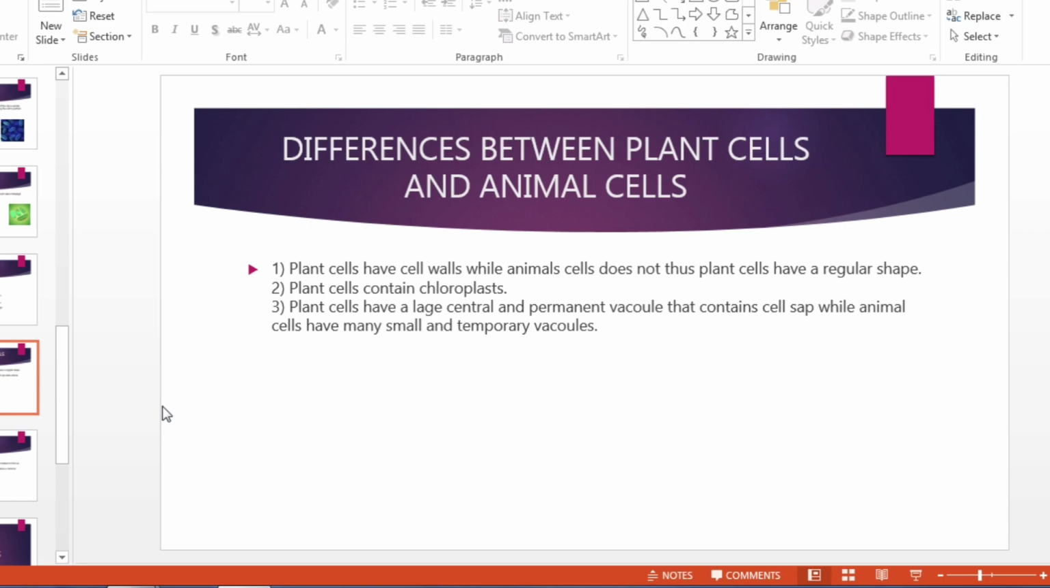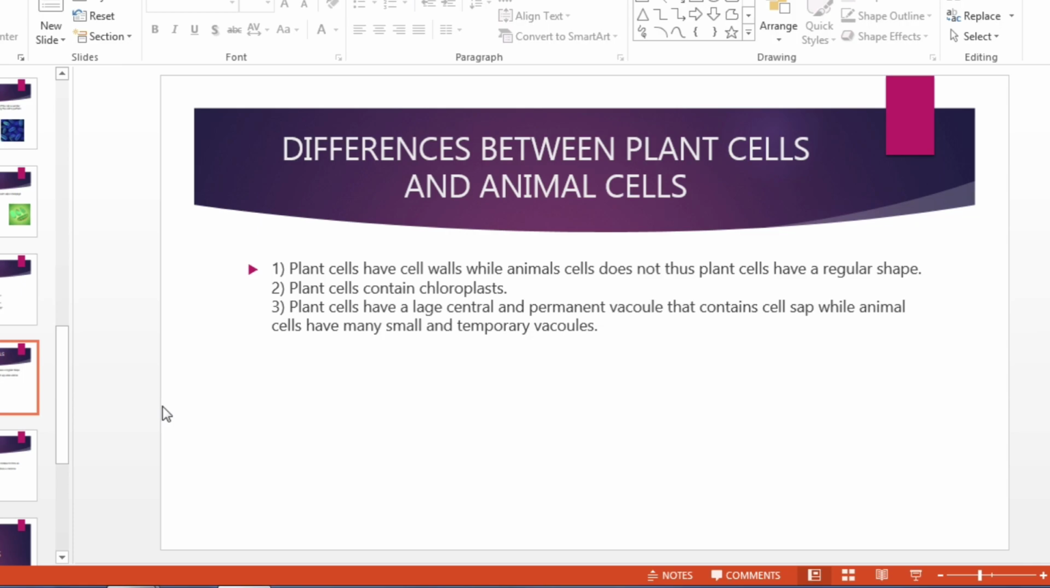The second difference they write would be plant cells have a regular shape while animal cells do not have a regular shape. But the examiner marks them as the same point and you will only attain 1 mark for this, or half the marks for this point, if we wrote 2 points because both are the same. The second difference is plant cells contain chloroplast while animal cells do not contain chloroplast, which could also be written as plant cells can make their own food while animal cells cannot. The third difference is plant cells have a large central and permanent vacuole that contains cell sap, but animal cells have small and temporary vacuoles.